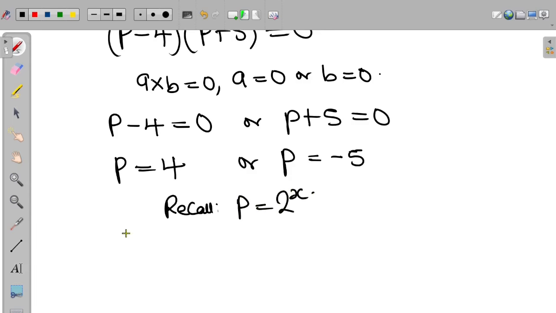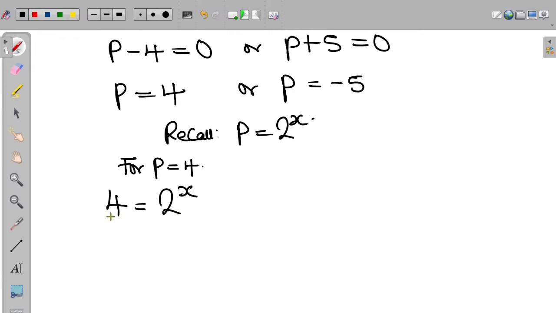So therefore, at this point, for p equal to 4, we have it that 4 is equal to 2 to the power of x. Now, we can express 4 in the power of base 2. So we have that 2 to the power of 2 is equal to 2 to the power of x. Thus, since their bases are the same, we can equate their powers. So therefore, x is equal to 2.